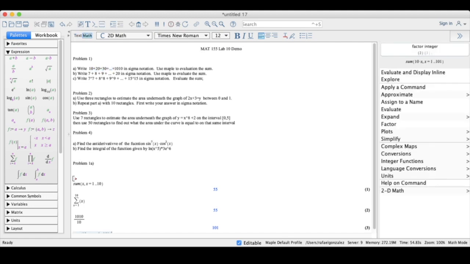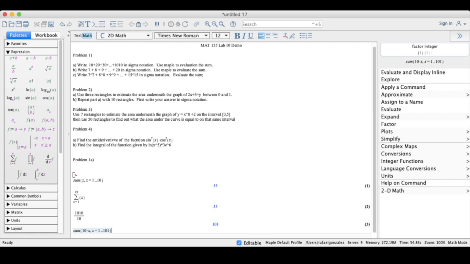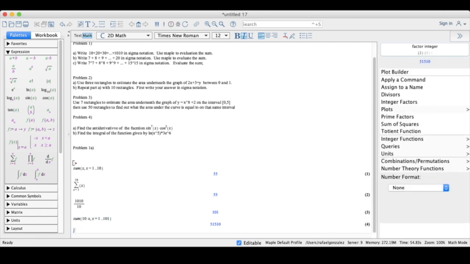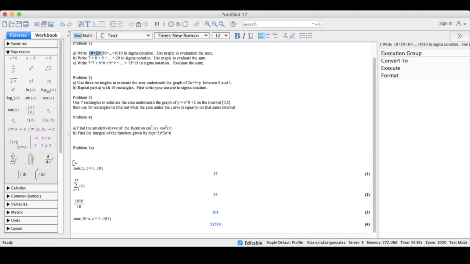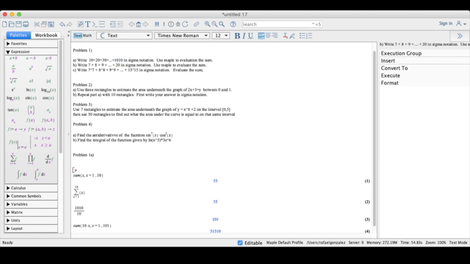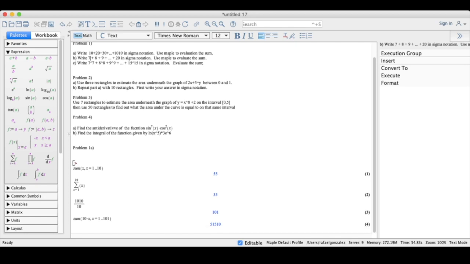Once I press enter, we will see what the result of the actual sum is. So if you were to actually sit down and add up all of these values up to 1010, you will get this particular value, 51,510. So that is all that you really have to do for this particular problem. You have to figure out what the pattern is, figure out what the starting value should be, what the ending value should be, and then practice writing things in sigma notation and actually calculate the sum.